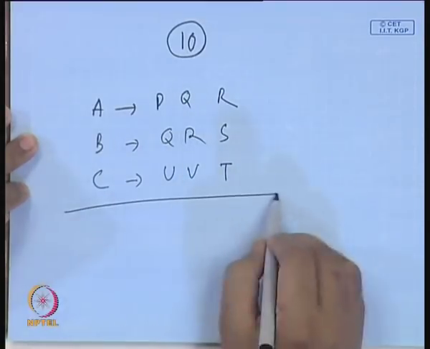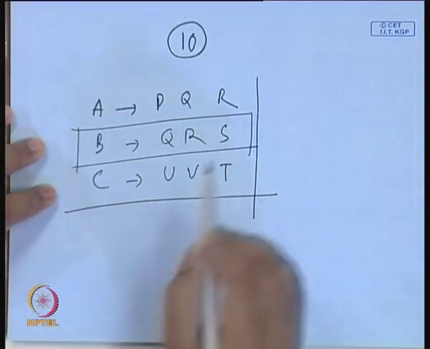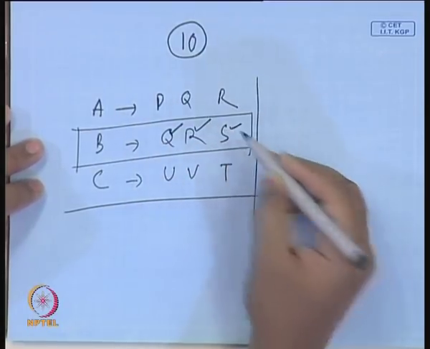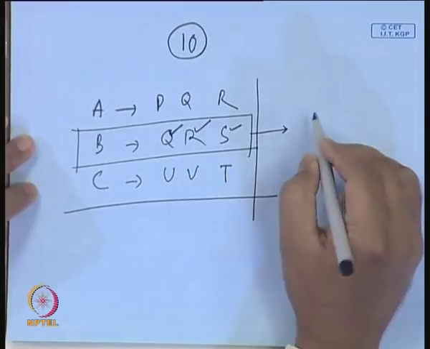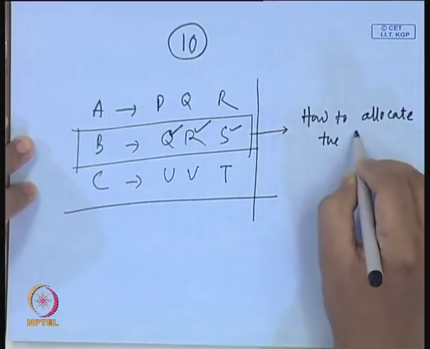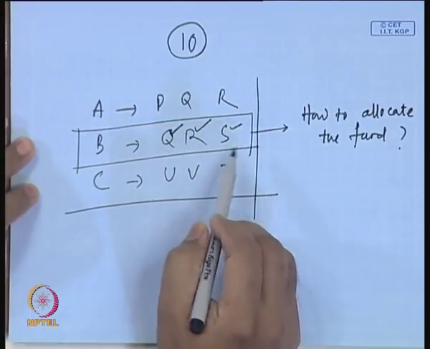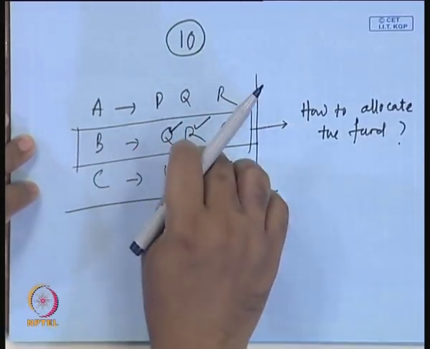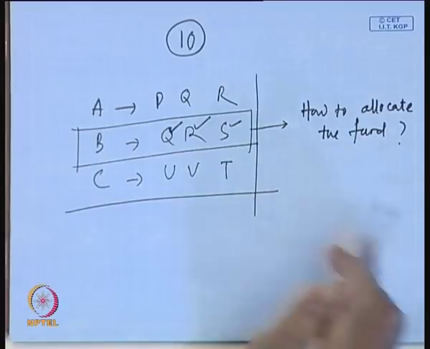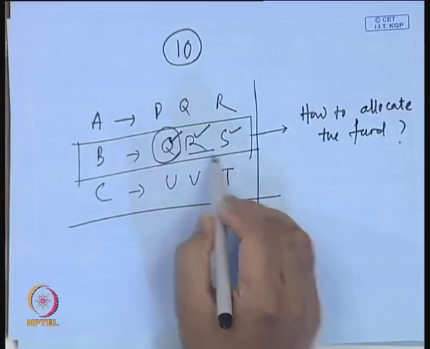So, if these are the different combinations, and he has decided that he will invest in the B combination, which is Q, R, S, where Q is one asset, R is another asset and S is another asset, the basic question for the investor is how to allocate the fund. For example, he has 100 rupees to invest, so how can this 100 rupees be divided between these assets? Should he invest 33 rupees in each of the 3 assets and divide the money equally, or should he invest 50 rupees in Q, 25 in R and 25 in S?